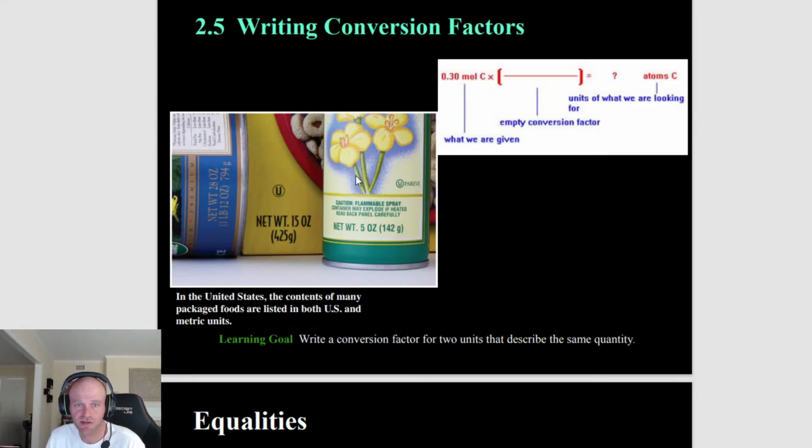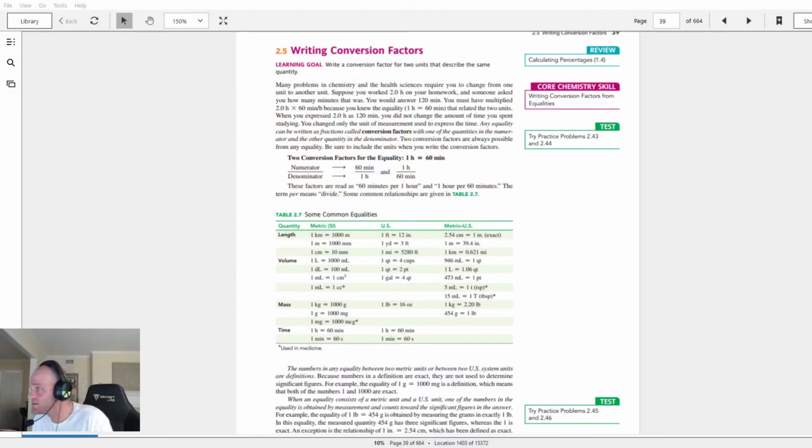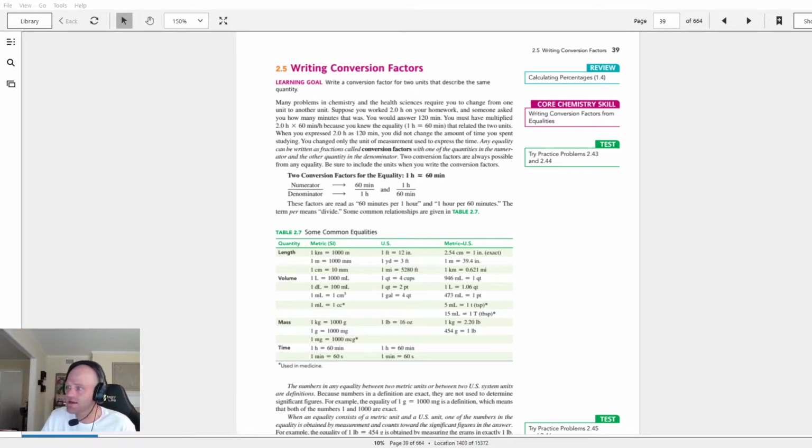So I'm going to start here today at 2.5, writing conversion factors, in the text. That'll look like this page here, which is page 39. Like I said, it's essentially the same things on the PowerPoint as in the text. Either one you want to follow is fine. I'm going to stay with the PowerPoints.